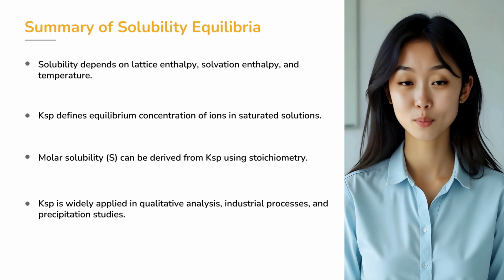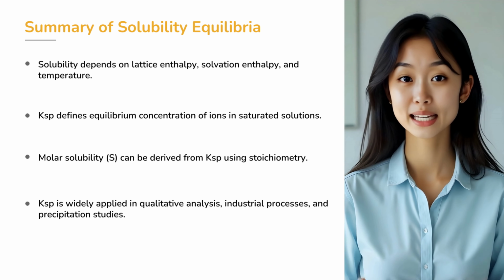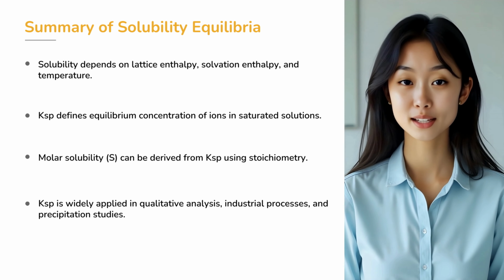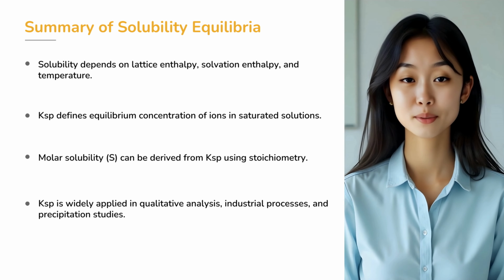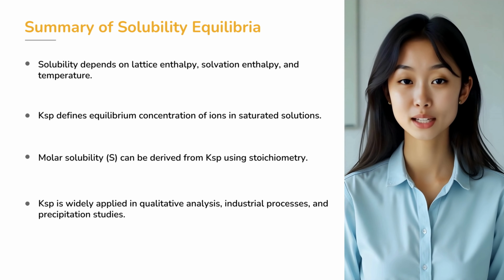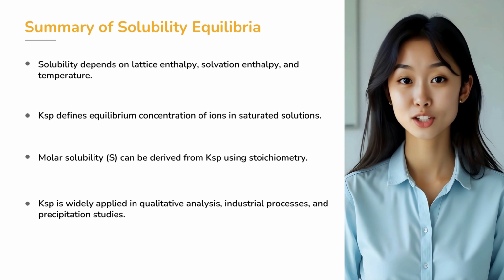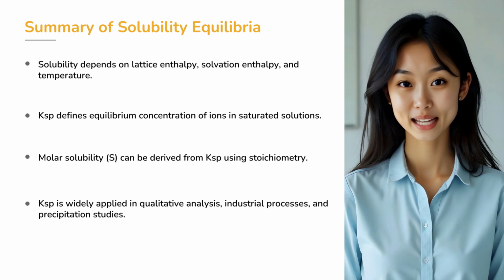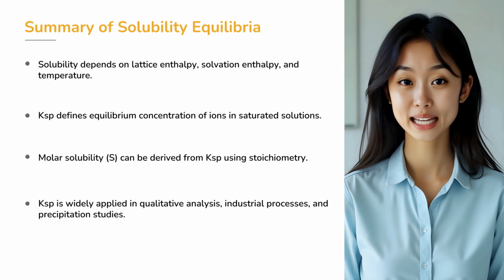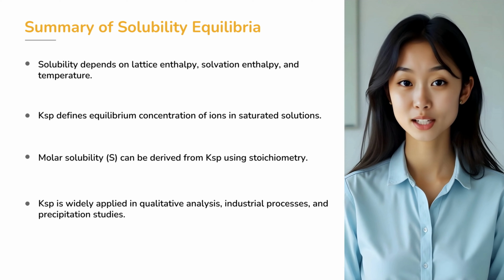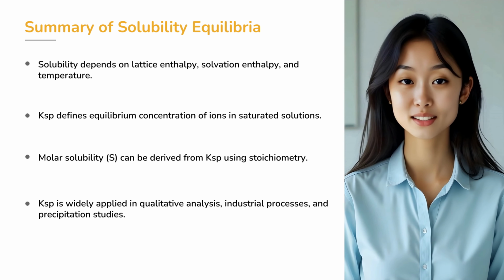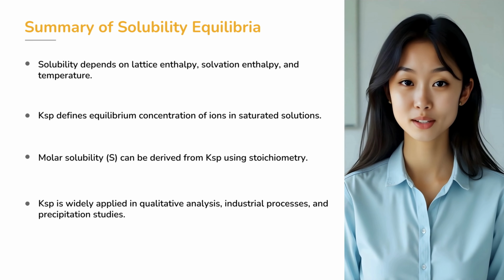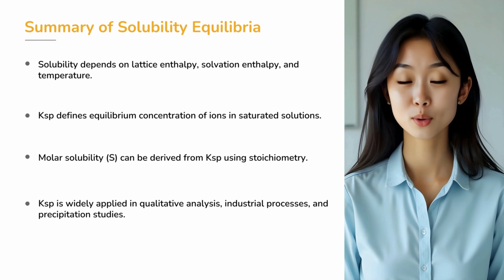So to wrap up, we've seen that solubility depends on the delicate balance between lattice energy and solvation energy. The solubility product constant, KSP, gives us a numerical way to connect equilibrium ion concentrations with solubility. By applying stoichiometry, we can calculate molar solubility from KSP values, and this knowledge helps us in both laboratory analysis and industrial applications. Always remember, the smaller the KSP, the less soluble the salt.